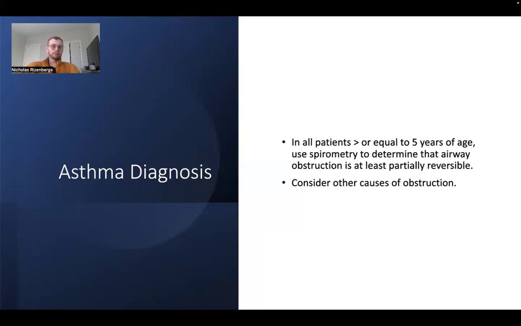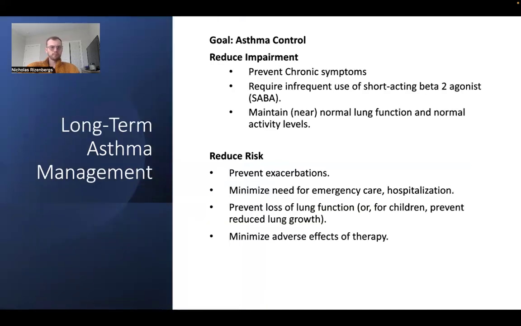And in all patients, either over or equal to 5 years of age, use spirometry to determine that the airway obstruction is at least partially reversible, and then also consider other causes of the obstruction, especially if they're a young child. Could it be croup or hepatitis? What's causing that airway obstruction there? I mean, that airflow obstruction.